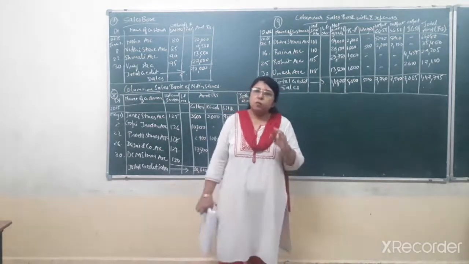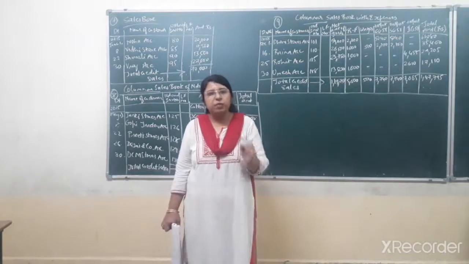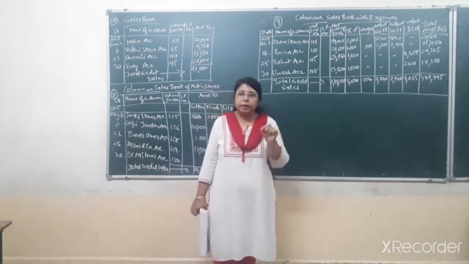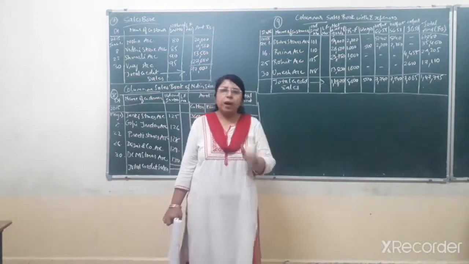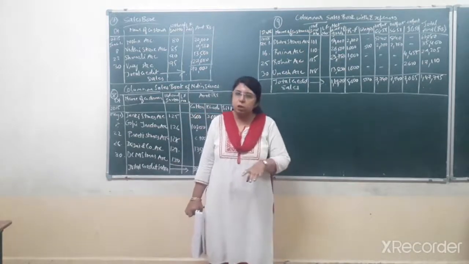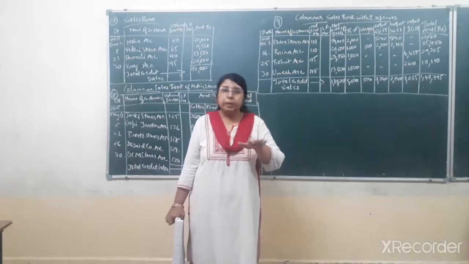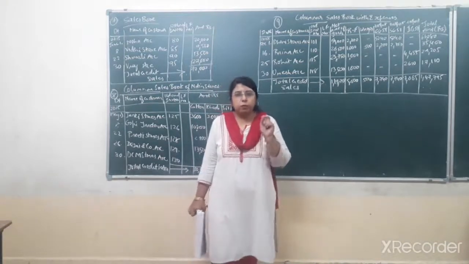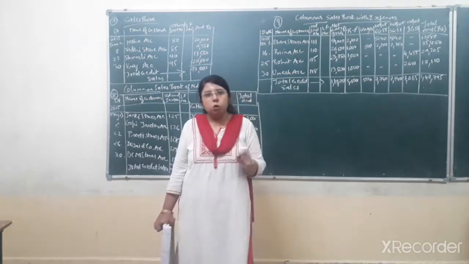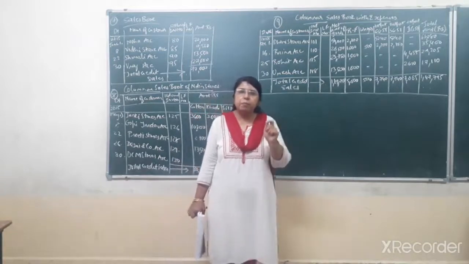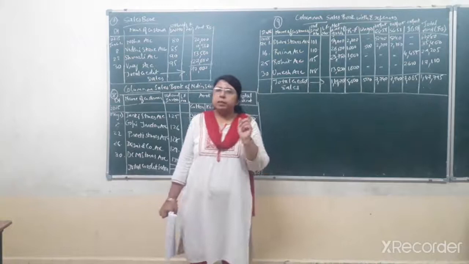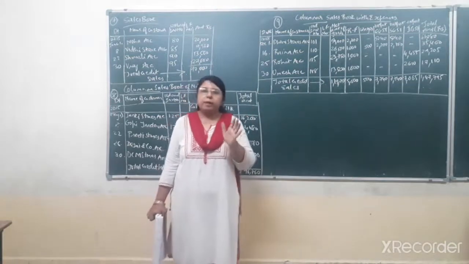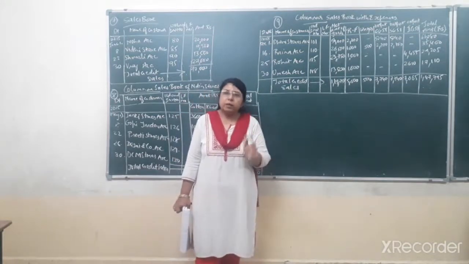Now students, in case of a columnar sales book, you have to be very careful that you are writing the correct amount in the correct column. If you by mistake write the amount of cotton in the khadi column or silk column, then your answer would come incorrect. So you have to be very careful and cautious while writing the amount in the concerned column. Over here you have to first verify that it is a credit transaction. Yes, it is a credit transaction, so it will be recorded in the columnar sales book.